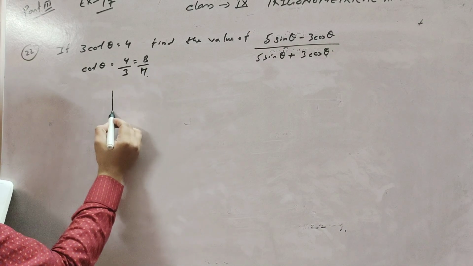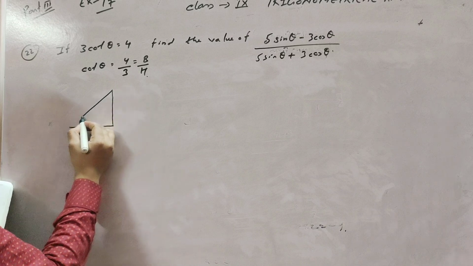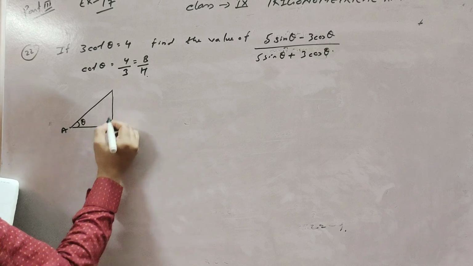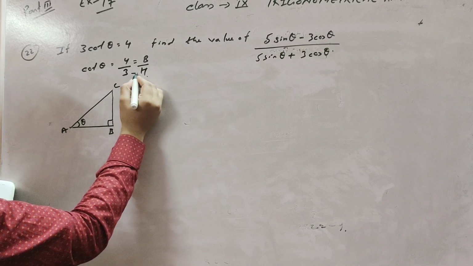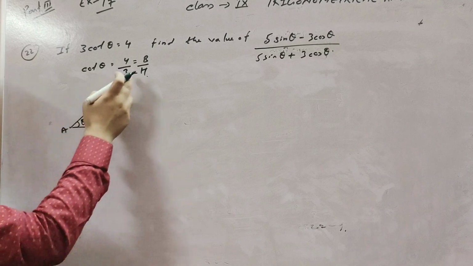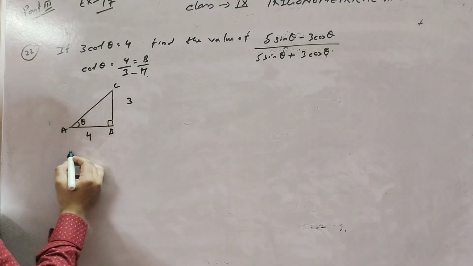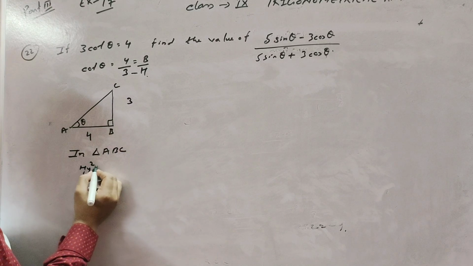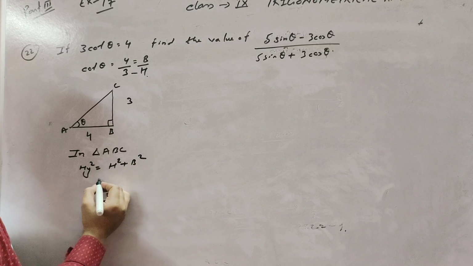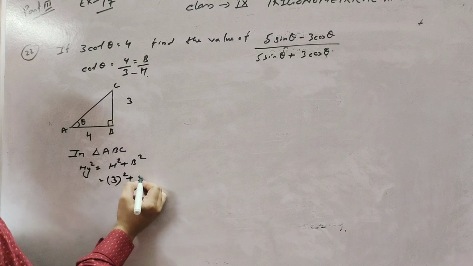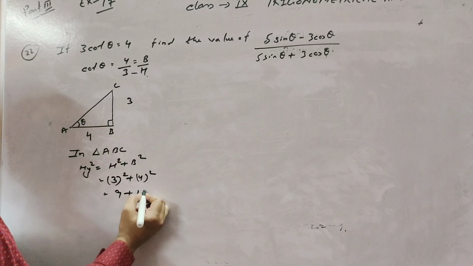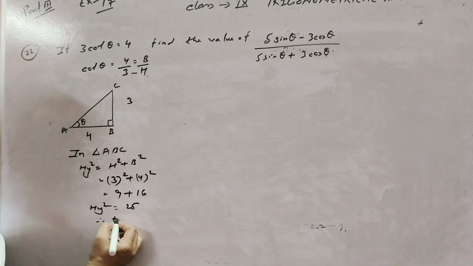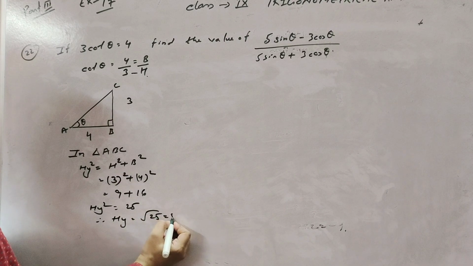So first of all you draw a right angle triangle. This is our right angle triangle. Here is 90, here is theta. A, B, C. Height is given 3, and base is given 4. Okay. So first of all you calculate the hypotenuse. In triangle ABC, hypotenuse square equals height square plus base square. So height is 3 square and base is 4 square. That is 9 plus 16 equals 25. So hypotenuse square is 25. So therefore hypotenuse equals root under 25, that is 5.